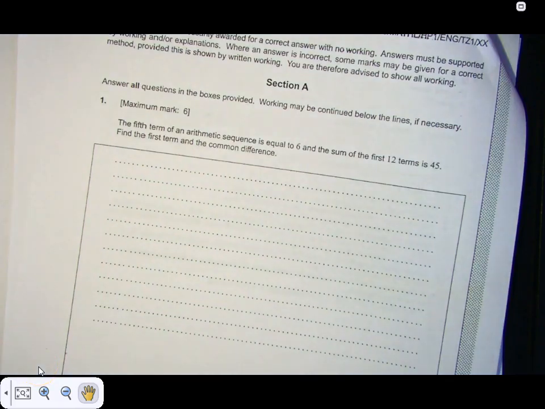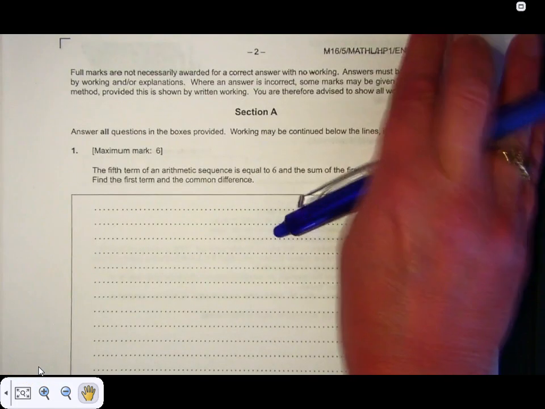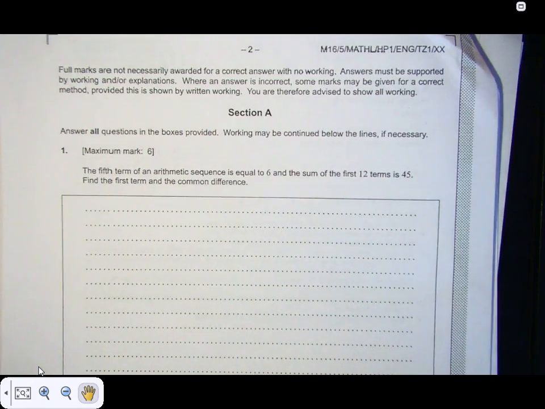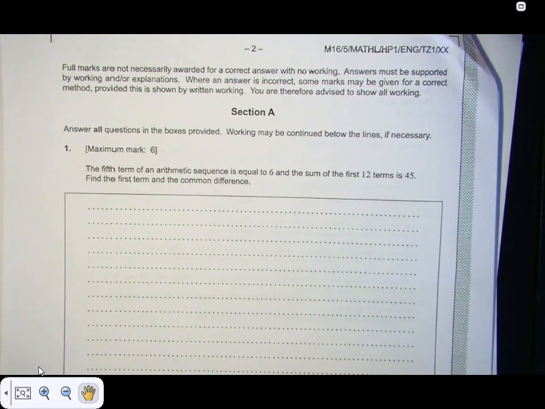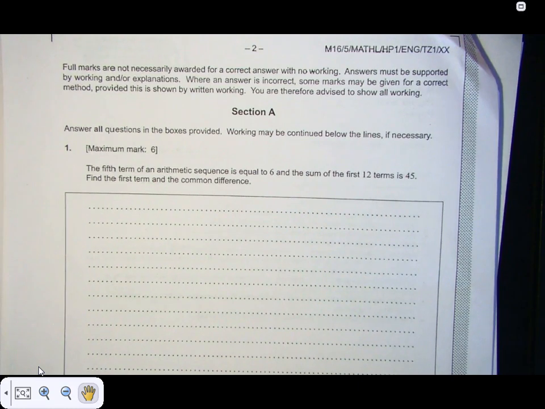Okay, so we're going to start on paper 1, problem number 1. And it says the fifth term of an arithmetic sequence is equal to 6, and the sum of the first 12 terms is 45. Find the first term and the common difference.